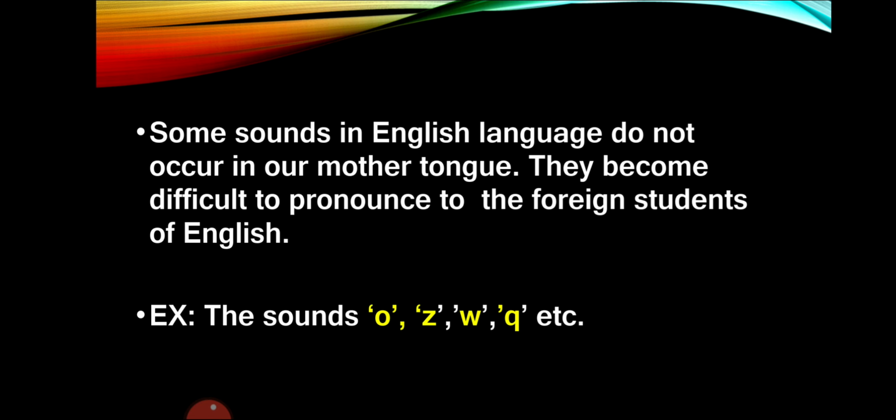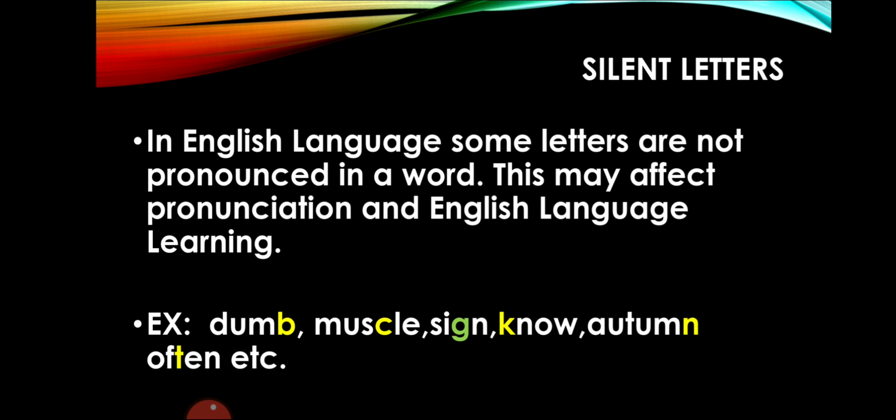And another problem is some sounds in English language do not occur in our mother tongue. They become difficult to pronounce to the foreign learners of English. For example, the sounds o, z, wa, qua, etc. are not found in our mother tongue. So, it is difficult to pronounce to the foreign learners of English.